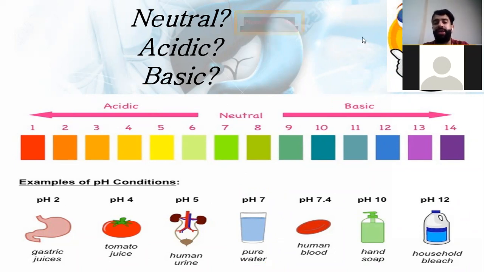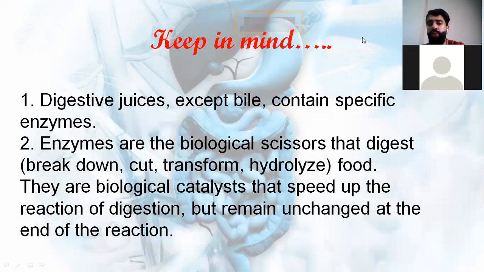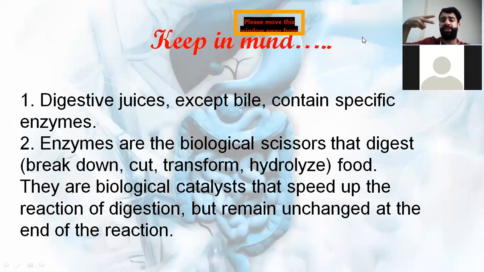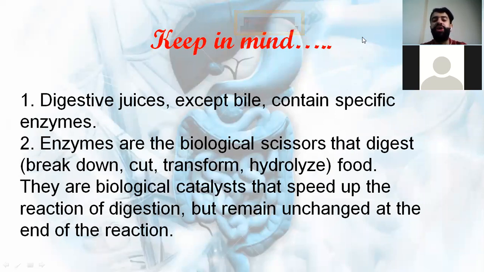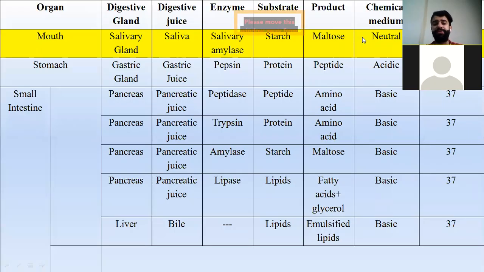Now, let's move to the table of the enzymes. All the juices contain specific enzymes, except for the bile, which contains no enzymes. What are enzymes? Enzymes are like scissors that cut paper. They digest, cut, and hydrolyze food into smaller pieces. They speed up the reaction, they accelerate it, making it faster, but they remain unchanged at the end of the reaction. Let's start first with the mouth.